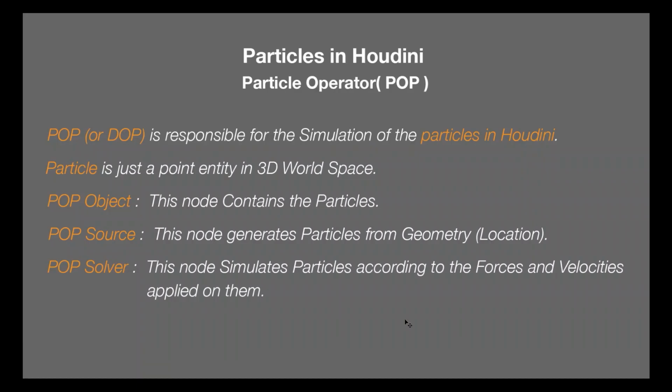Hello everyone, welcome back. So today in this video we are going to do particles in Houdini. So let's get started. Particles in Houdini are done in a different kind of network, that is a dynamic network, and that is called POP network or DOP network. These both are the same, a little difference is there, and that we are going to discuss practically.